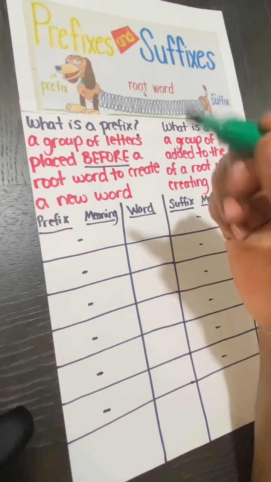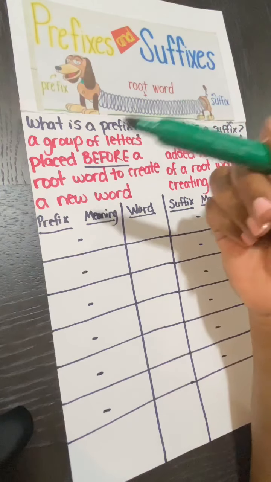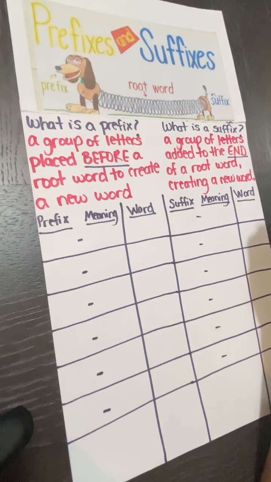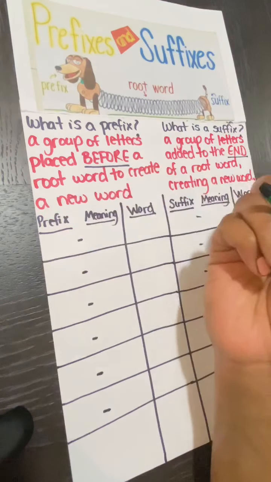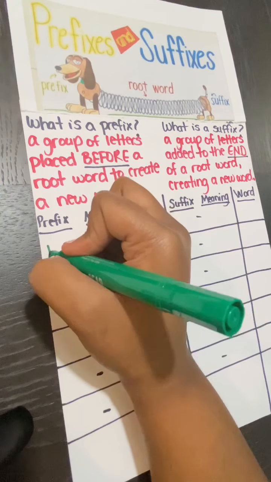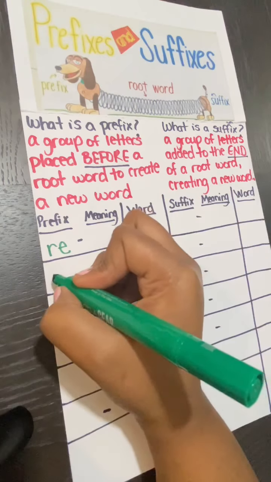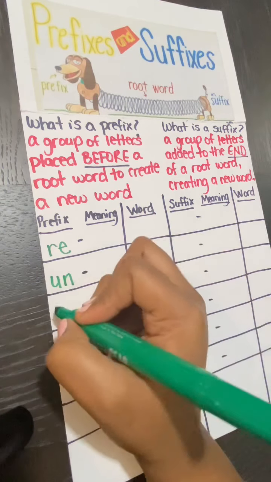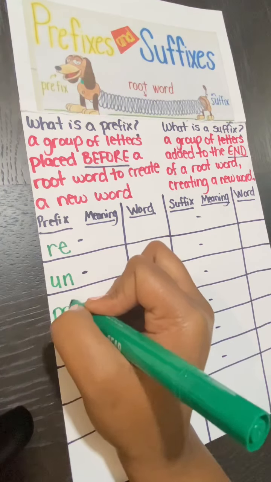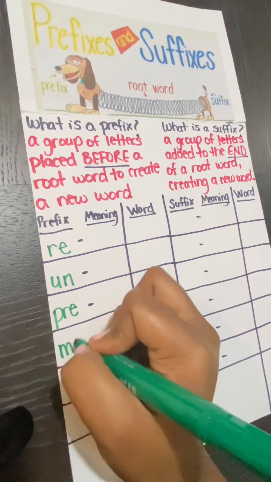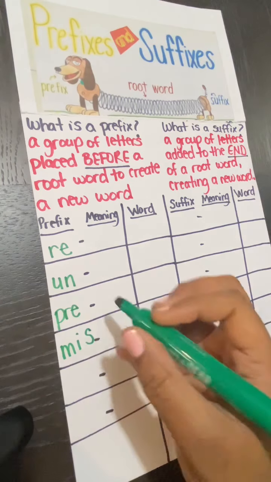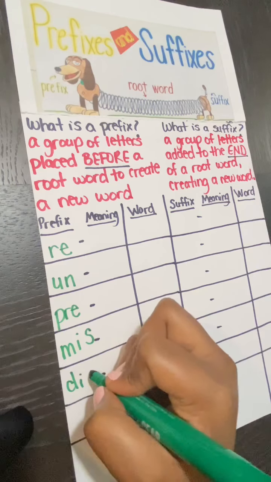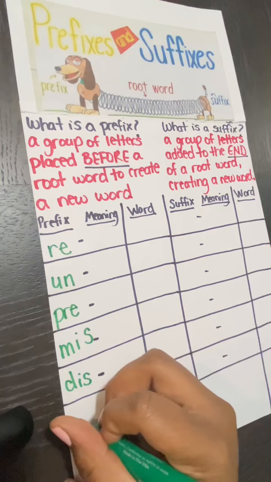Now we're going to practice some prefixes and suffixes and determine their meaning. And we're going to give an example word to see if we can determine the new meaning after we add the prefix or the suffix. An example of a few prefixes are re, un, pre, mis, dis, and non.